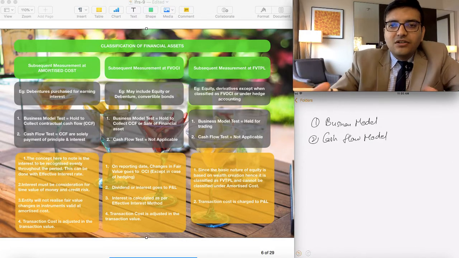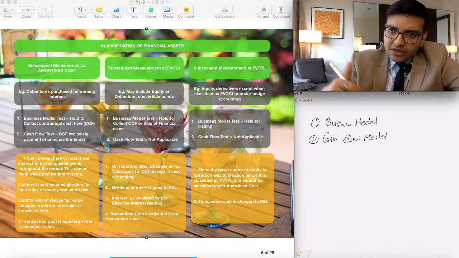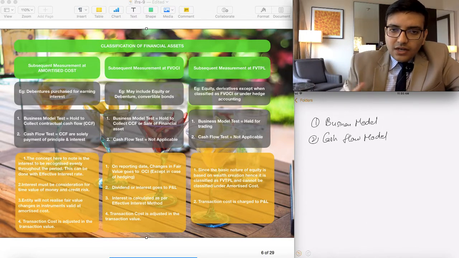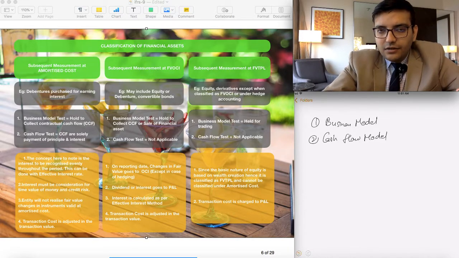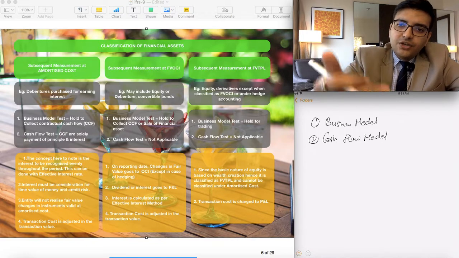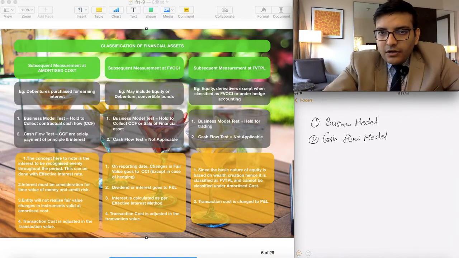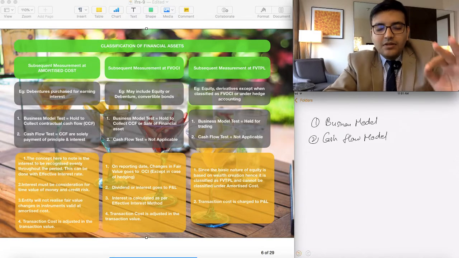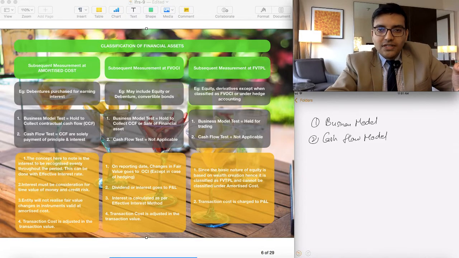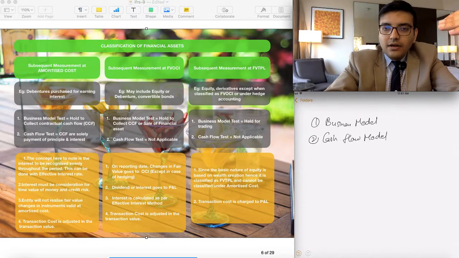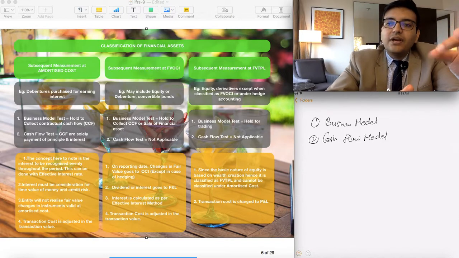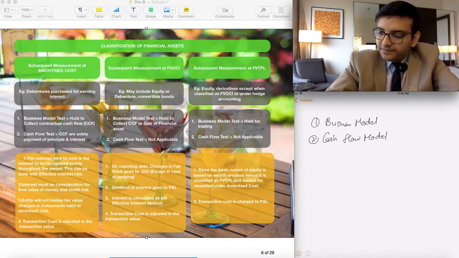It's clear. We'll take an example in the next video. Let us just understand the concepts in this video first, okay? Then in the next video, we will take you through the examples. So this is the amortized cost concept. The main reason behind the amortized cost concept is to book income evenly throughout the period or throughout the life of the asset. It is very simple, okay?